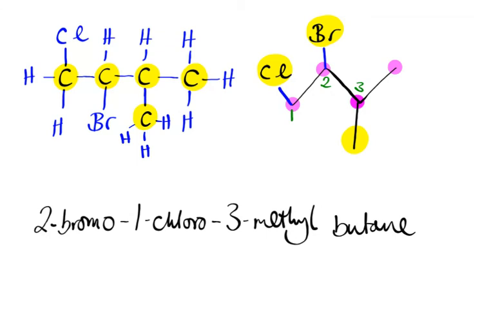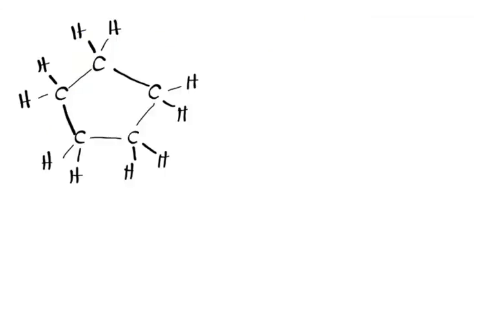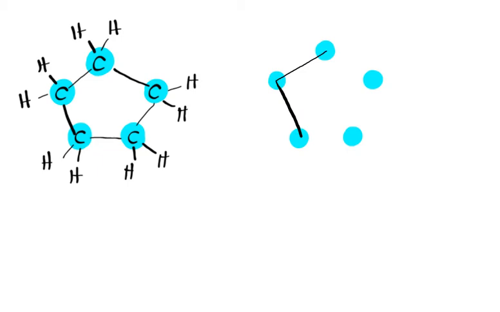We'll just finish off with a few cyclic alkanes. So here's the displayed formula. We have a ring of 5. To draw the skeletal for this, all we're going to have when we get rid of the carbons and the hydrogens is what will look like a pentagon, and this is cyclopentane, so a ring of 5.